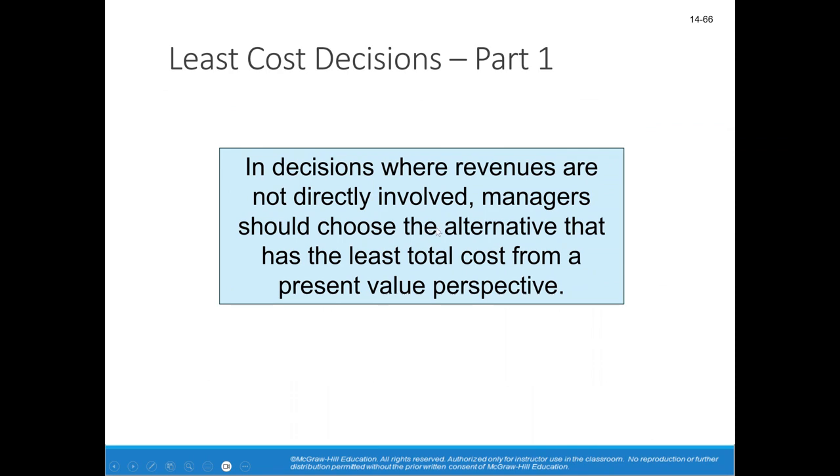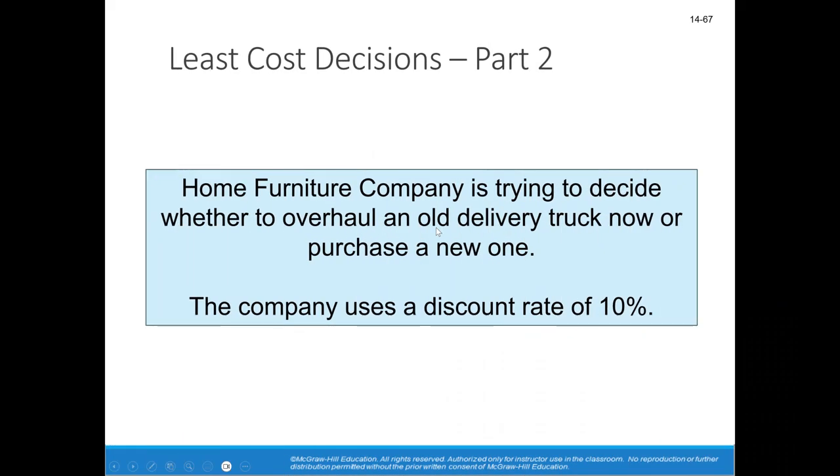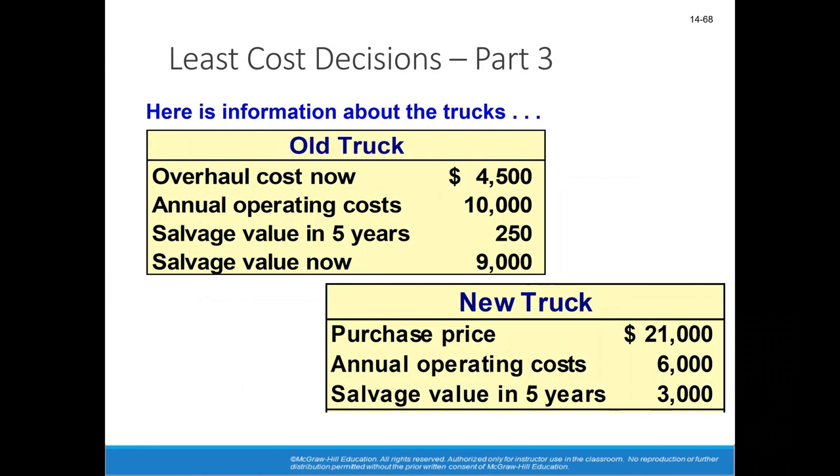So we have decisions where revenue is not involved, then we're looking really at the cost. So this is of an old delivery truck. We overhaul it now for 4,500, or we buy a new one. So our cash outlay would be 4,500, and then 10,000 every year. In 5 years, we can get 250, or we could sell it for 9,000. And so this would be part of the new truck decision.